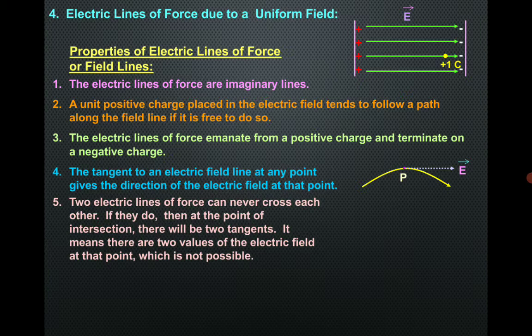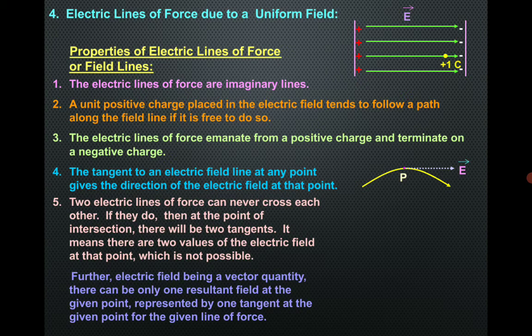Fifth property, two electric field lines or two electric lines of force can never cross each other. If they do so, then at the point of intersection there will be two tangents. It means there are two values of electric field at that point, which is not possible. So finally we can say electric field lines cannot intersect each other. If they intersect, then at one point there will be two directions of electric field or two values of electric field, which is not possible.